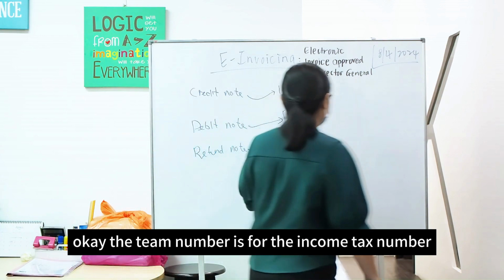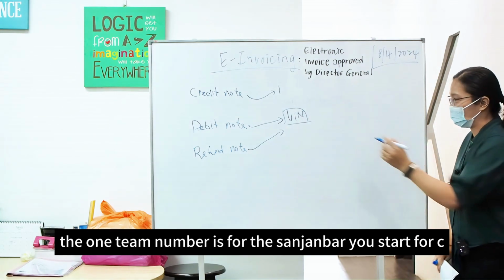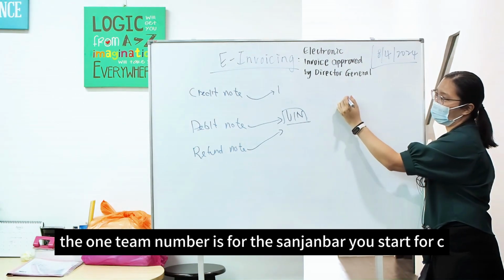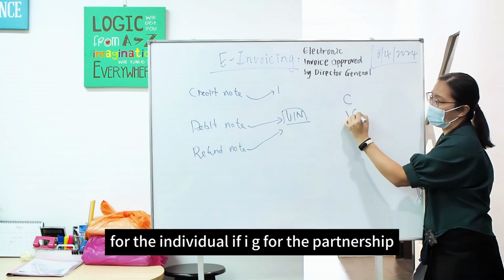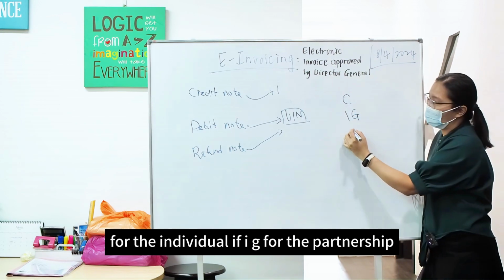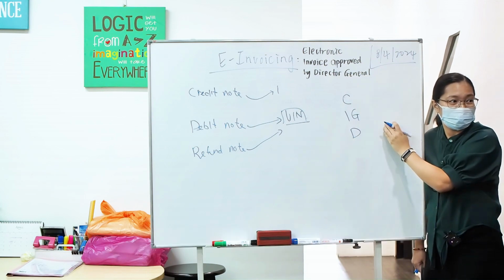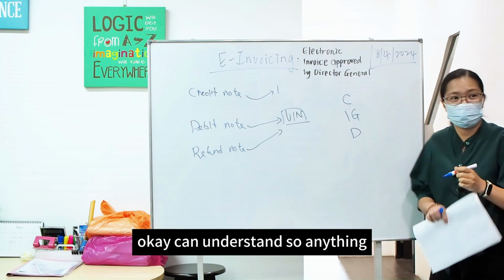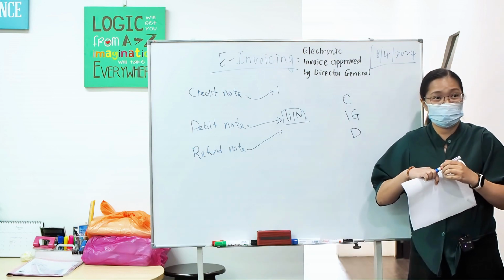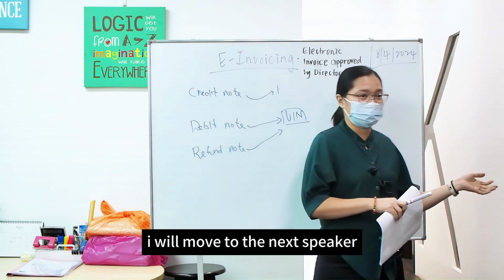Okay, the TIN number is for the Sdn Bhd, the income tax number. The TIN for a Sdn Bhd starts with C. For an individual, it starts with IG. For a partnership, it starts with D. This one is the income tax number. Okay, can you understand? So, anything? If no question, I will move to the next speaker.